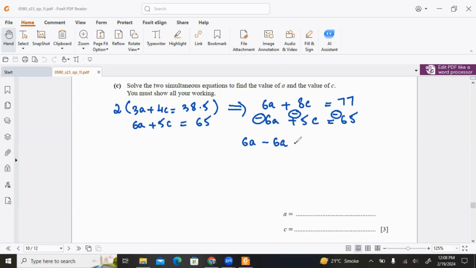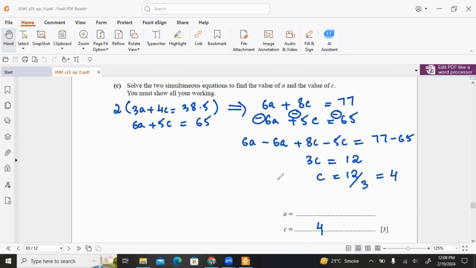So 6A minus 6A plus 8C minus 5C equals 77 minus 65. Whatever's on the right-hand side remains on the right-hand side, and what's on the left-hand side remains on the left-hand side in this step. 6A minus 6A is 0, which means the variable A is getting eliminated. 8C minus 5C is 3C, and 77 minus 65 is 12. So C is 12 over 3, which is 4. Now we have the value of C.